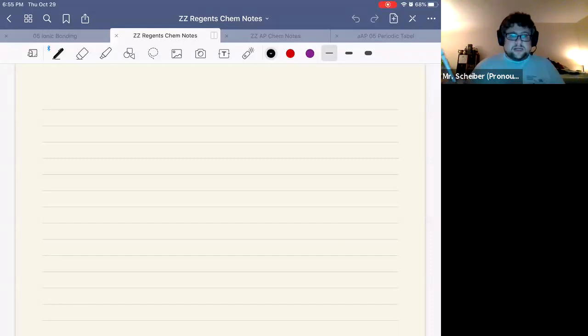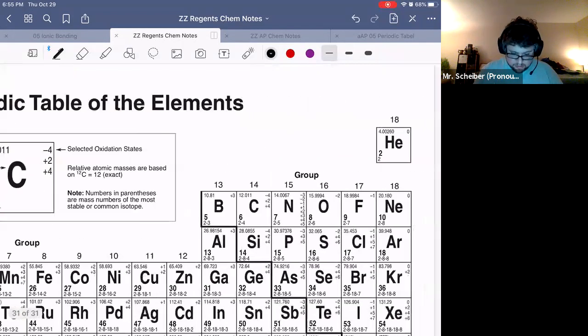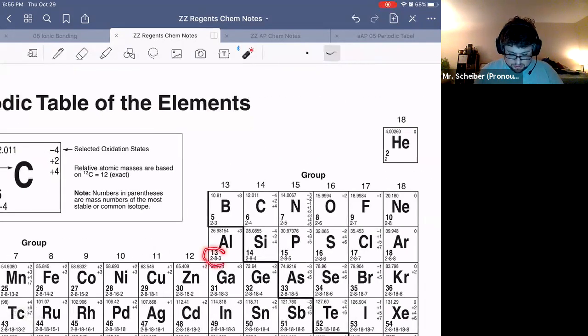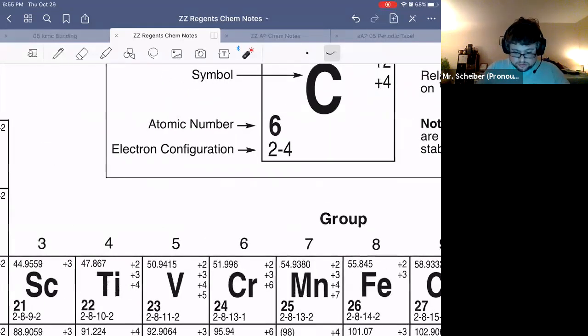And today we are going to be talking about atoms. Let's start by drawing the Bohr model of aluminum. Remember that if we go to the periodic table, our electron configuration is right down here, right? 2, 8, 3. 13 protons, and we'll round that up to 27, so that's 14 neutrons.